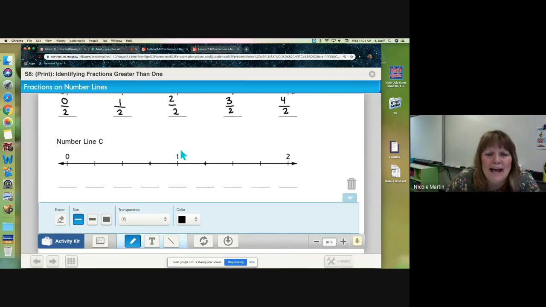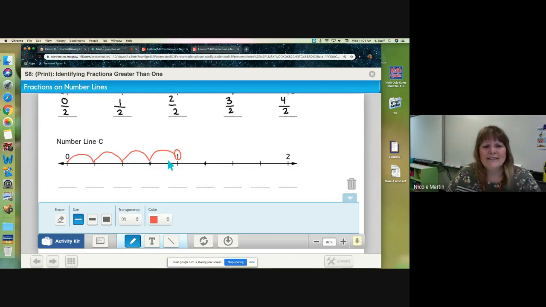All right, let's look at number line C. Same thing. We have 2 wholes. So our whole piece is going to be right here. Well, let's find out how many equal parts there are. So we've got 1, 2, 3, and 4. We have 4 equal parts. Now this tells me if there's 4 equal parts between 0 and 1, there should be 4 equal parts between 1 and 2. 1, 2, 3, 4.